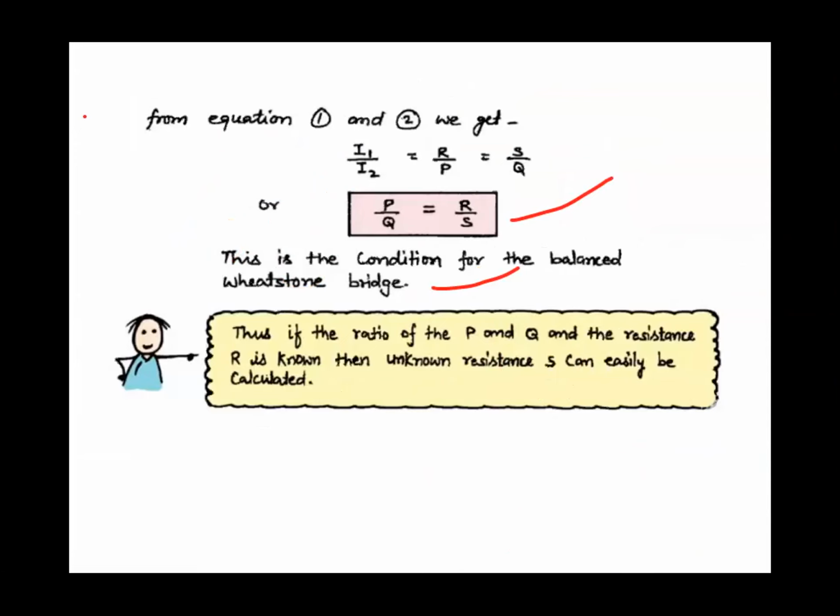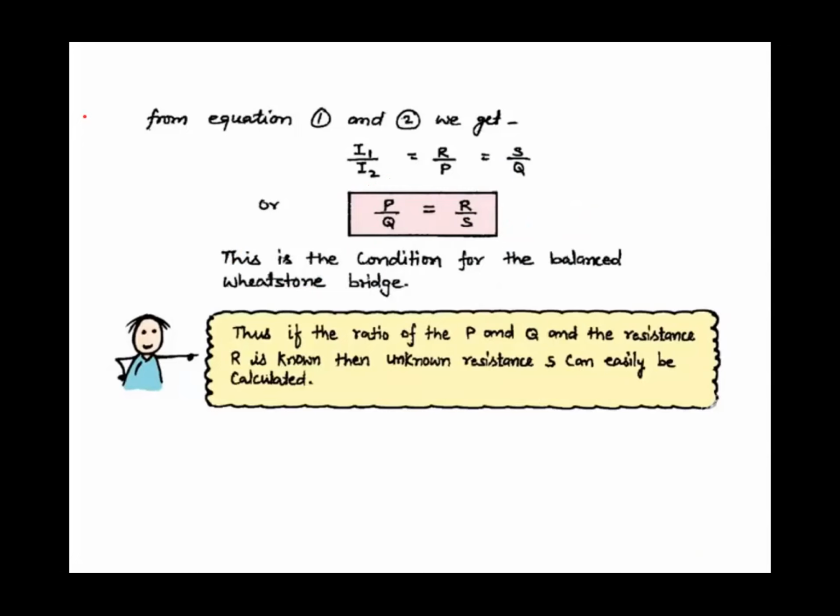Now, if we know the value of three resistors, suppose we know the value of P, Q and R, then we can find the value of S easily from this. So from the four resistors, if we know the value of three, the fourth resistor can be found out easily by this method. Okay, so this is your Wheatstone bridge.